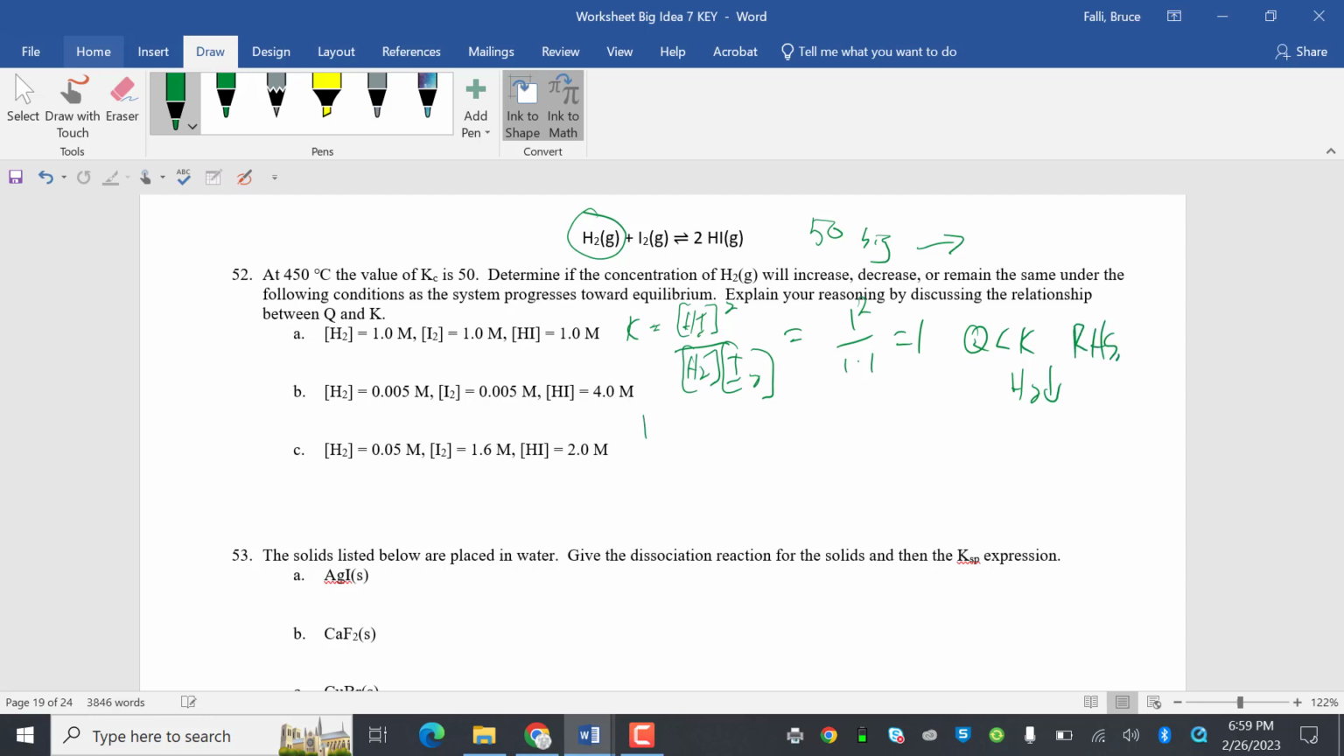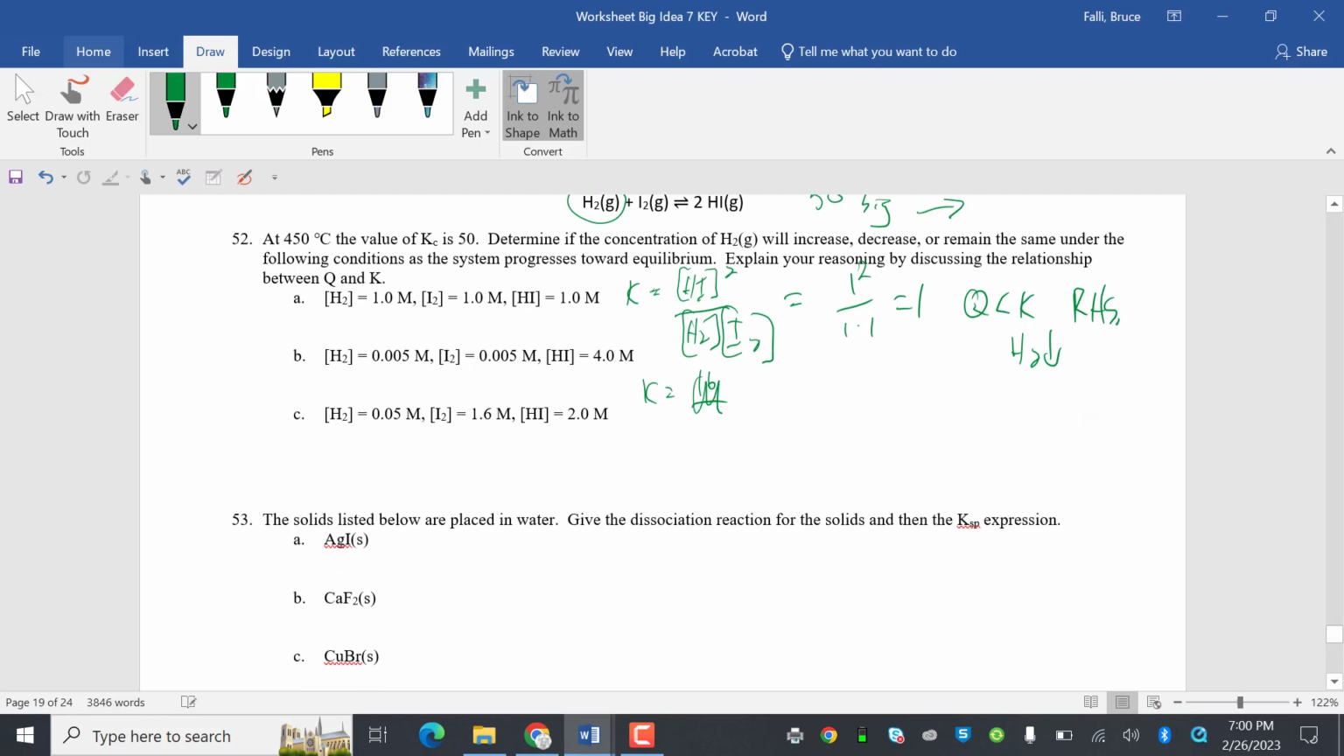Here we go again. K equals 4. 4 squared is 16. 0.005 squared is beyond my mental math. 0.005 times 0.005 equals 2.5 times 10 to the negative 5. So 16 divided by that is 640,000. Q equals 640,000, so that's going to shift to the left-hand side. So H2 will go up.